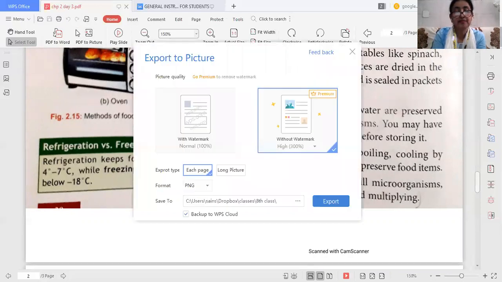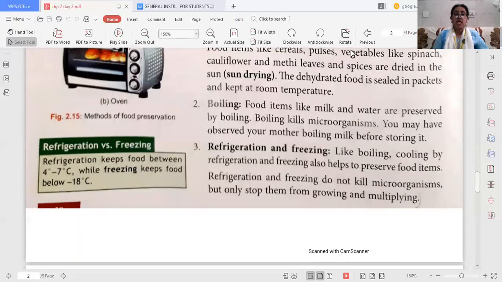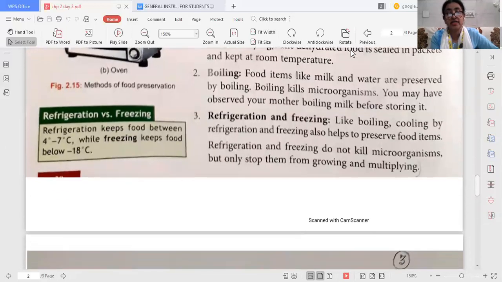Then the third one is refrigeration and freezing. Third is refrigeration and freezing. Like in boiling, the high temperature is there, that's why the microorganism is killed.